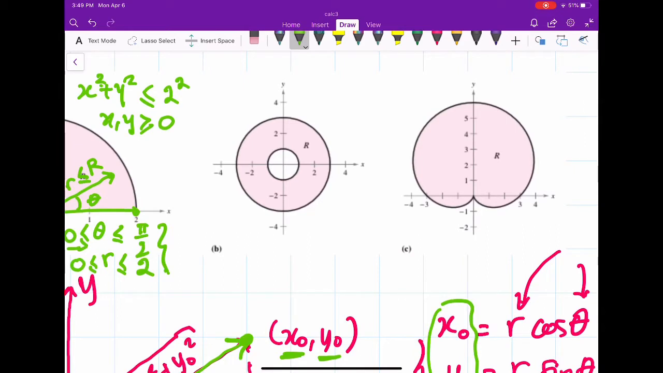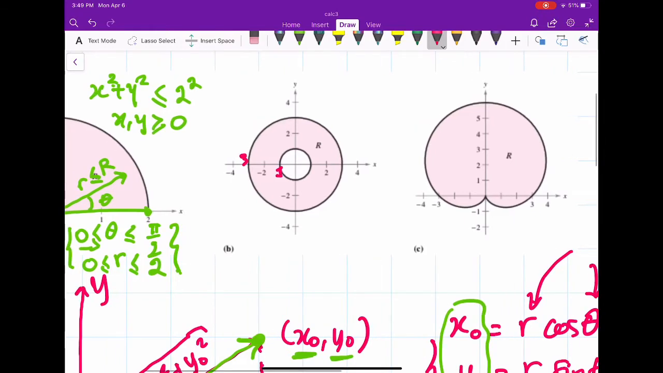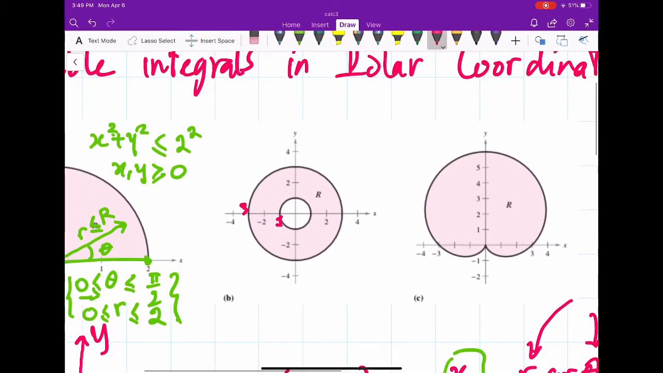Okay, how about the second one? The region R in this case consists of all points between concentric circles of radius 1 and 3. Here's 1 and here's 3. If we want to describe all these points using rectangular coordinates, you would have x squared plus y squared less than or equal to 3 squared, but greater than or equal to 1.